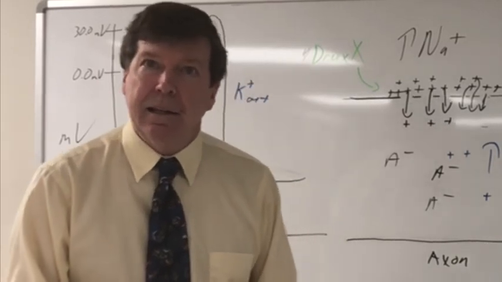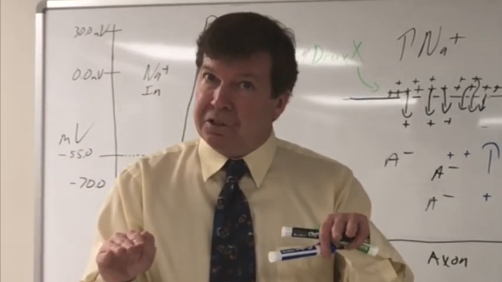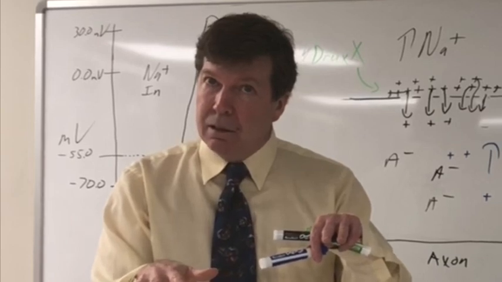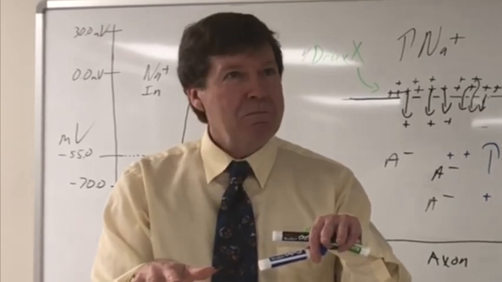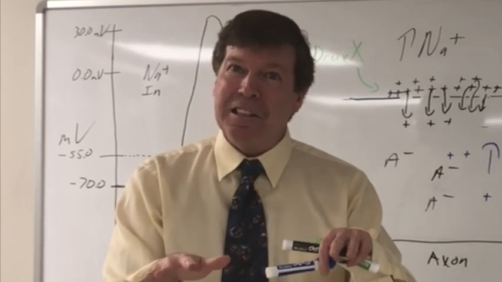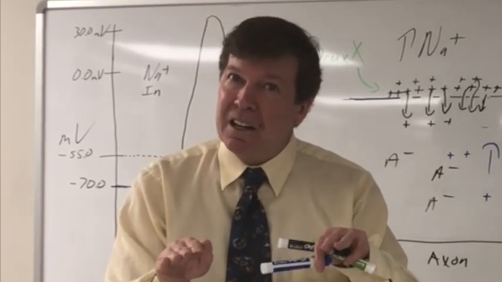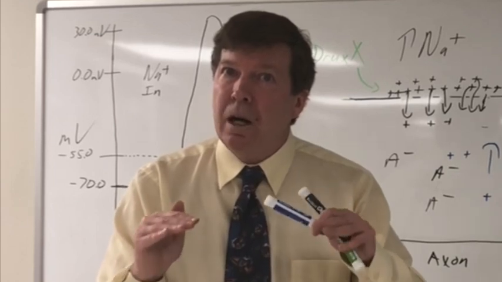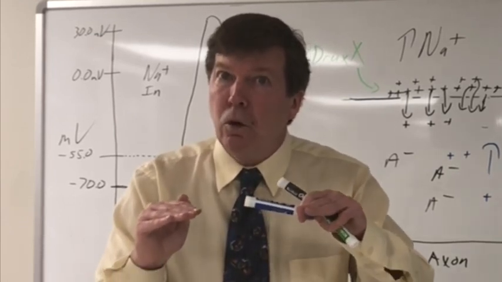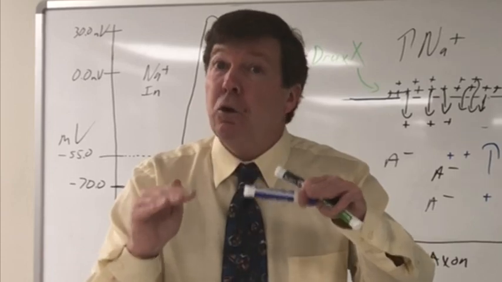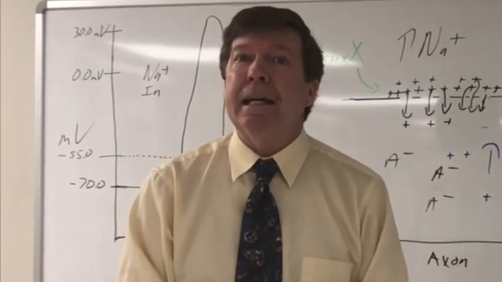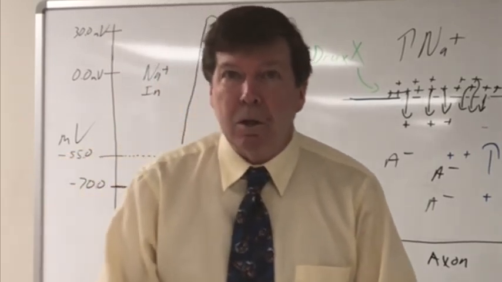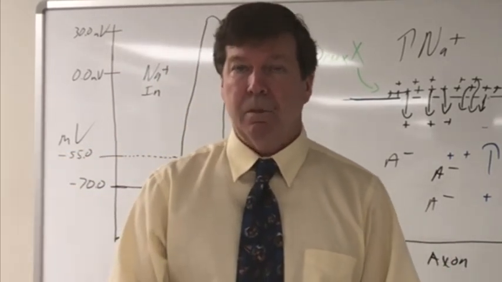Again, if you're at resting and it's negative 70 and positives come in, you're at negative 70, positives are coming in, so that's going to throw the resting towards zero, towards threshold, making that nerve more excitable, hyper excitable.